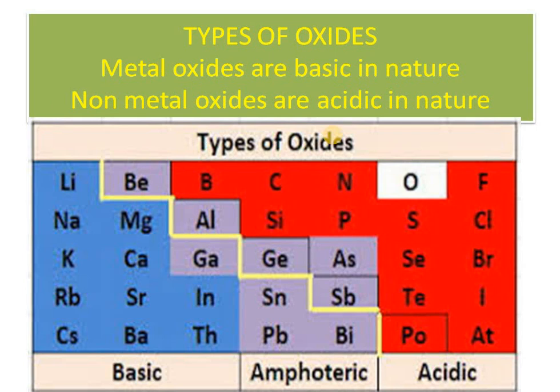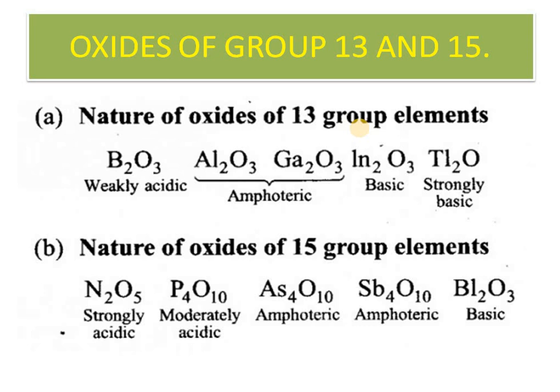Now let us talk about oxides. Metal oxides are basic, non-metal oxides are acidic, and intermediately amphoteric oxides also will be there. Let us see. So this is B2O3, Al2O3, Ga2O3, and indium oxide is strongly basic. So this is the acidic and basic character. Non-metal oxides are acidic, metal oxides are basic in nature. N2O5, P4O10, As4O10, Sb4O10, Bi2O3. So these are the oxides of group 15, previous 13.